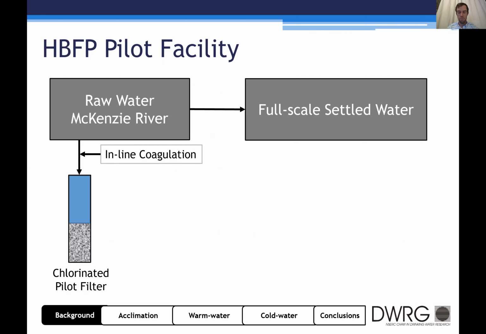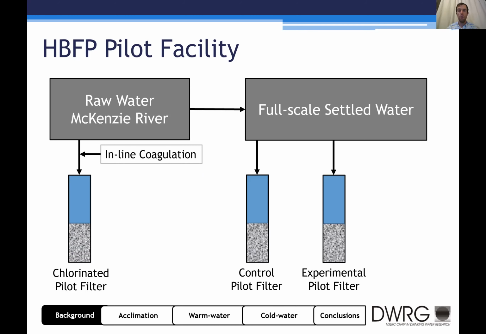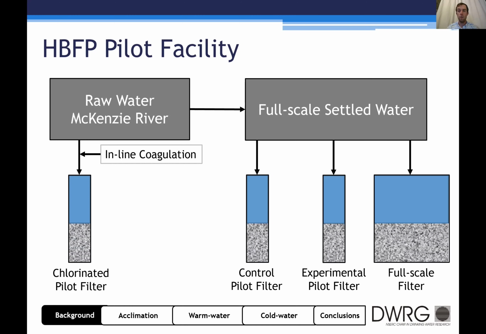We then draw from the full-scale settling basin and run that water to a control pilot filter, which is operated continuously, and an experimental pilot filter, which was operated cyclically or with shutdowns between filter runs. And finally, those results were compared to a full-scale filter. We used the same filter throughout the study, and we wanted to compare full-scale operation to pilot-scale operation.